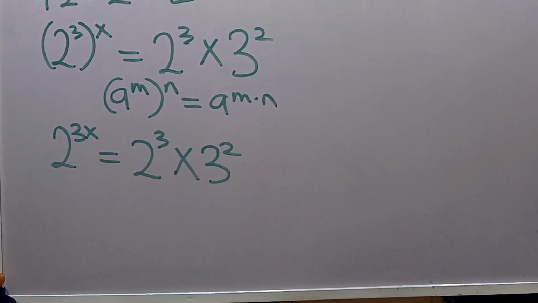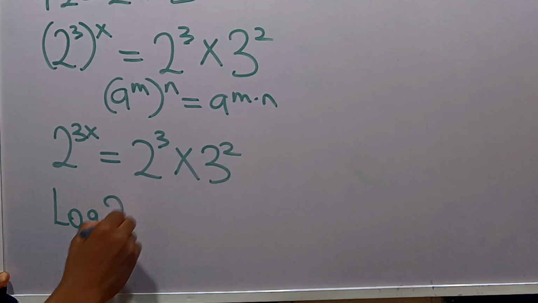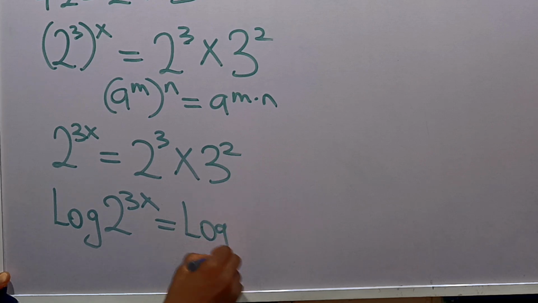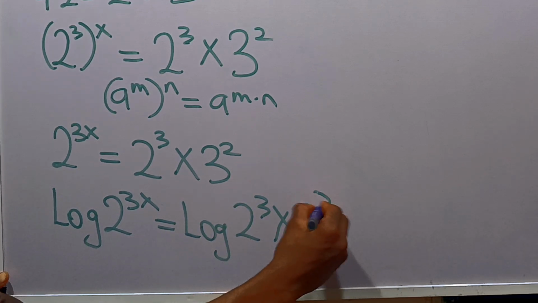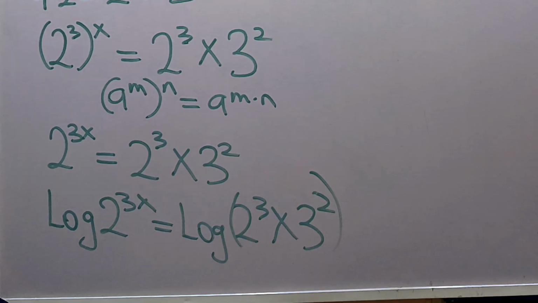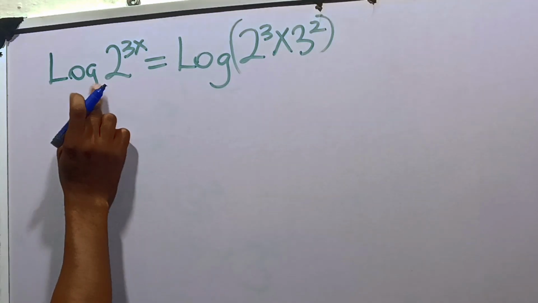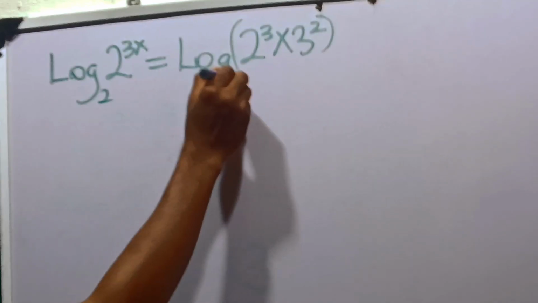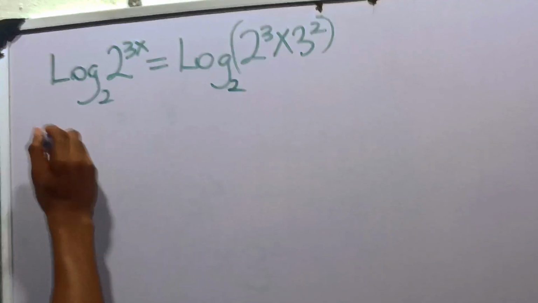At this point, you can say, let's take the logarithm of both sides. So we have logarithm of 2 raised to the power 3x is equal to logarithm of 2 raised to the power 3 multiplied by 3 raised to the power of 2, in brackets like this. Moving on from here, this logarithm we are taking, let's take it in the base of the number carrying x. The number carrying x is 2, so we take the logarithm in base 2 of both sides. Now you can say logarithm of a number raised to a power, you multiply the power with that log.